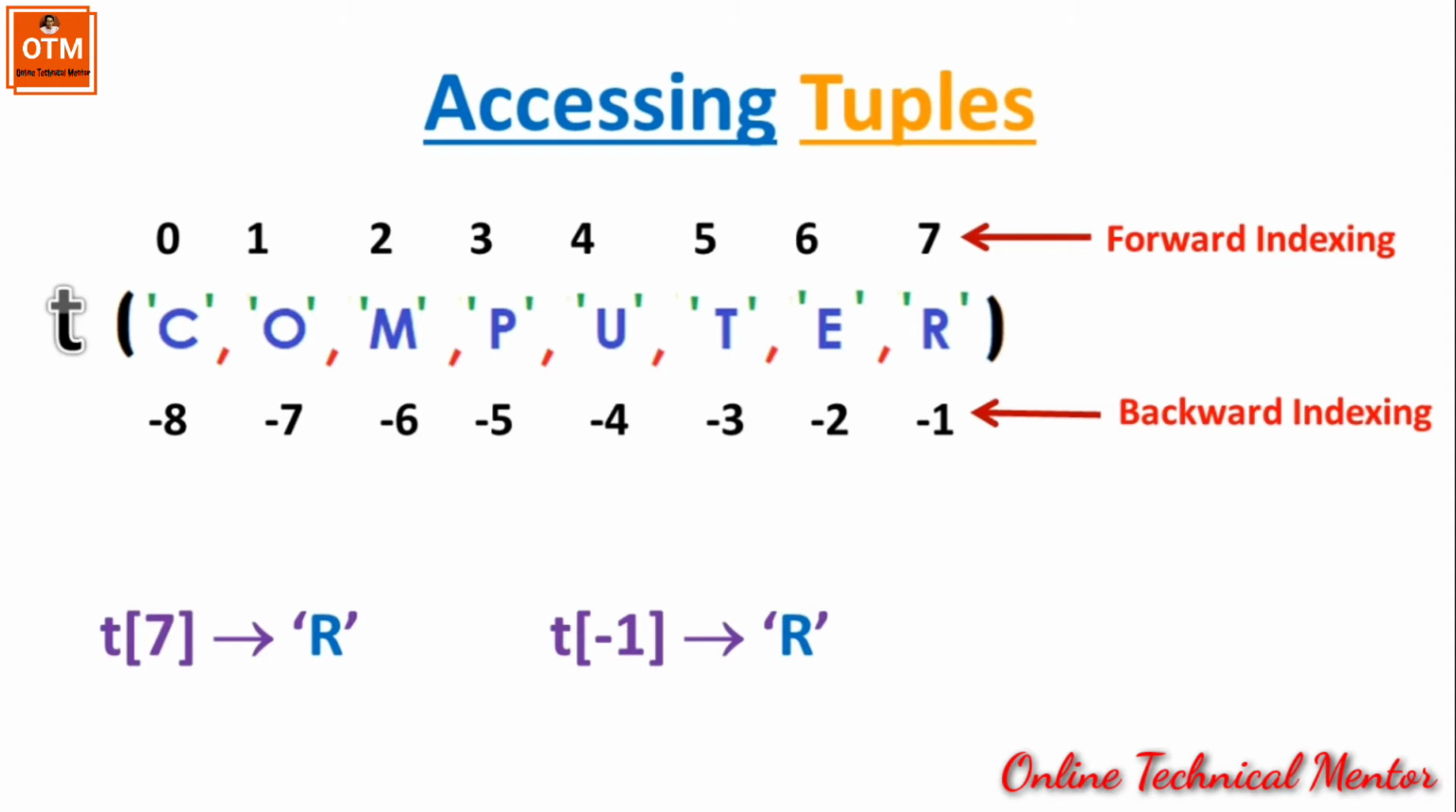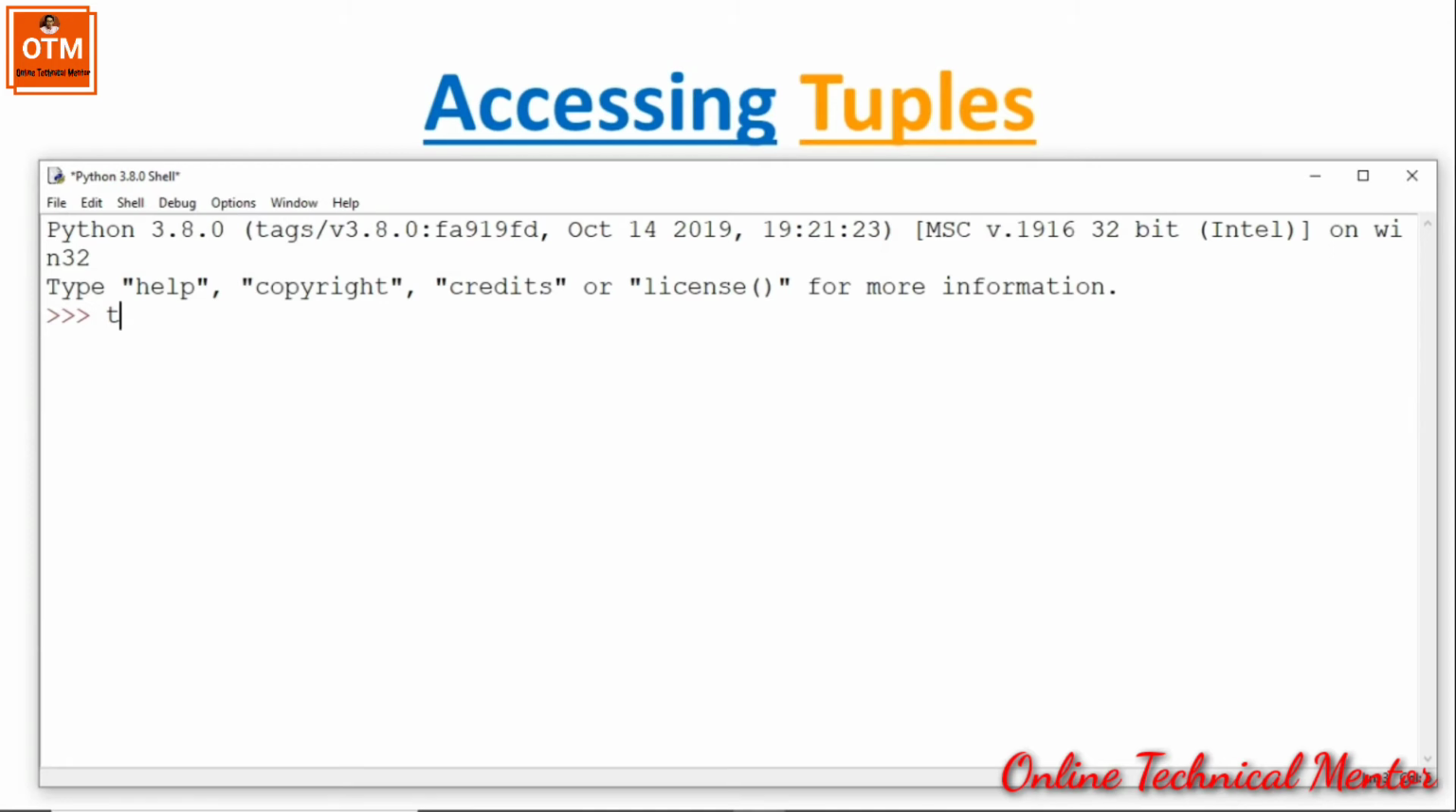Let me show you some examples based on this in the Python interpreter. First of all, let me create a tuple with some characters, say A, B, C, D. So if I print t, it will return the same thing, A, B, C, D. Now if I write t within third brackets, say 1, it will return the second value, that is B. Since A is at the 0 index, B is at the 1 index, so t[1] will return B. Now if I write t[-1], that means it will return the last value, that is D.